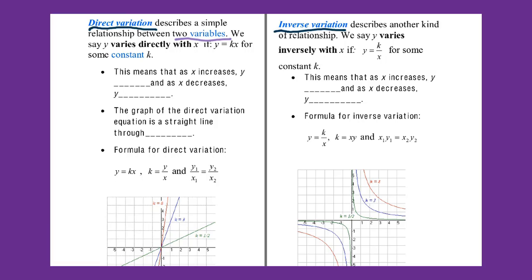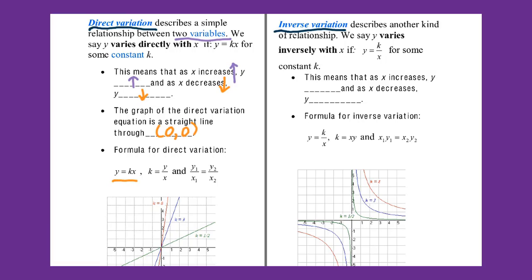This means that as x increases, y must be increasing. As x decreases, then y is decreasing. The graph of a direct variation is a straight line through the origin. The formula for direct variation is y equals kx for the function.